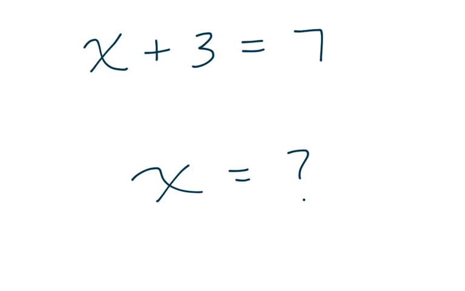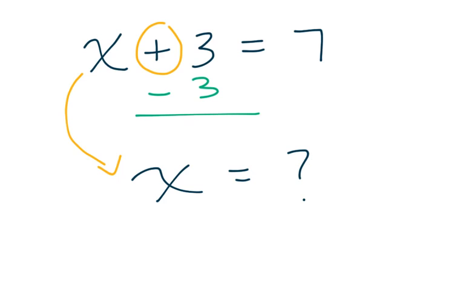Well, the first step is to get the x by itself. In order to do this, you look at the operation, which in this case is addition, and you do the opposite in order to cancel out the 3. This leaves the x by itself, but the question is what do you do to the other side?